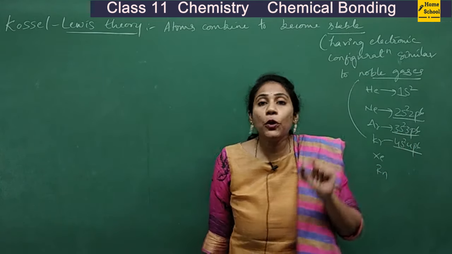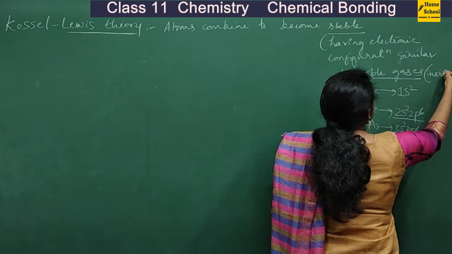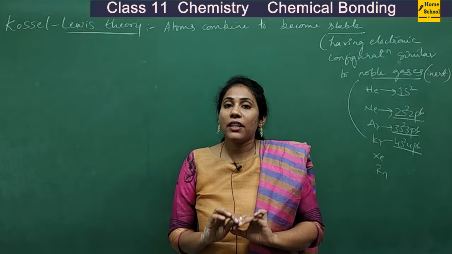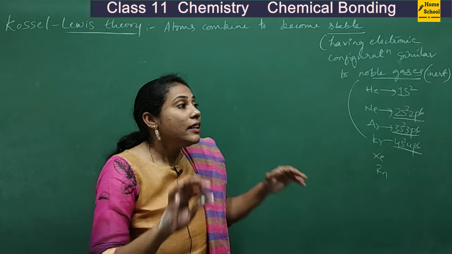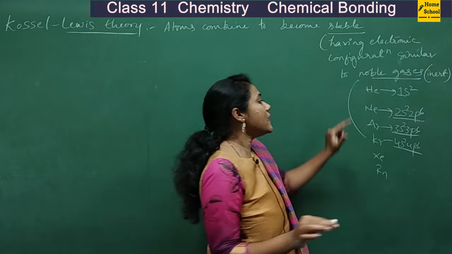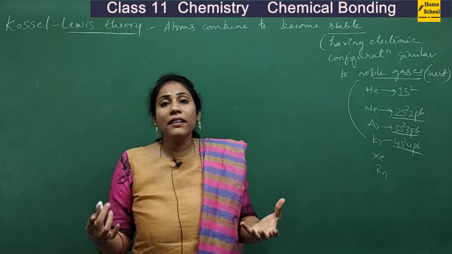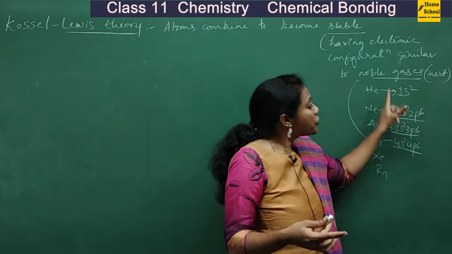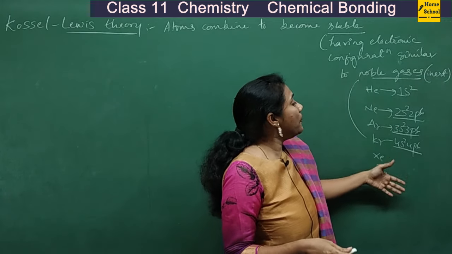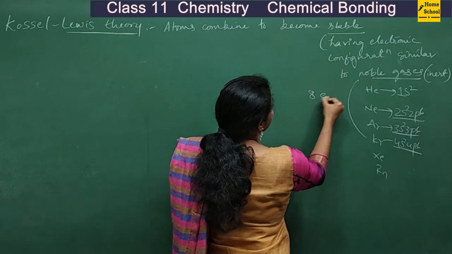Usually noble gases are inert. That means they will not react with any element in nature. They will not react with any atom. It is understood that noble gases are very much satisfied with the electrons they have. Usually in chemical reactions, outermost shell electrons will participate. If you see our noble gases, the outermost shell has 8 electrons.